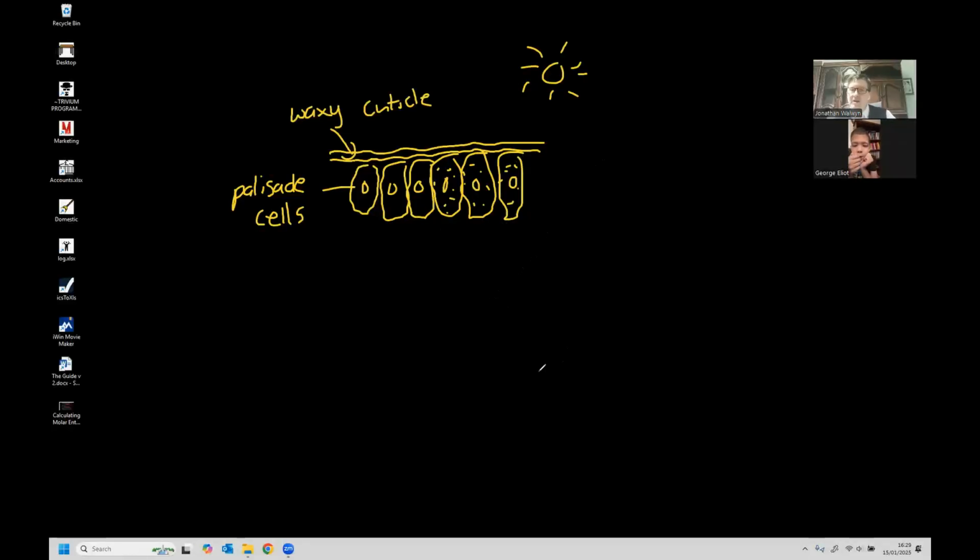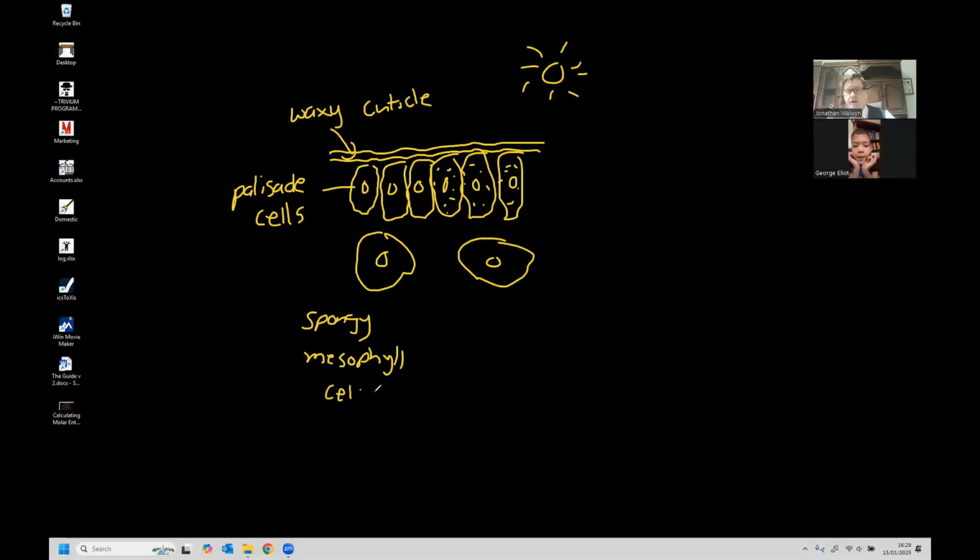Now, do you get this? This is a leaf that's been cut, and we're looking at the inside of a leaf as we've cut through it. The bottom has these cells, and these are a little bit bigger and there's gaps between them. And these are called, wait for it, spongy mesophyll. Can you say that? Spongy mesophyll cells. Very good.